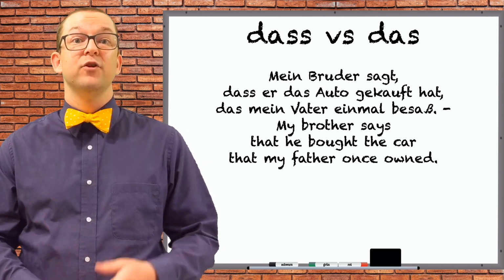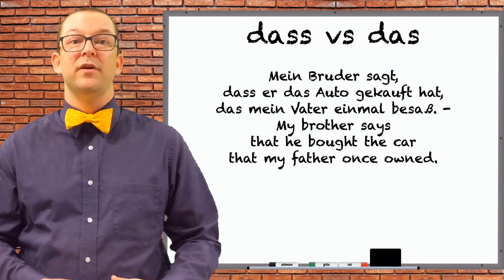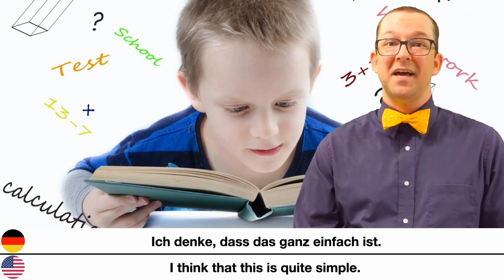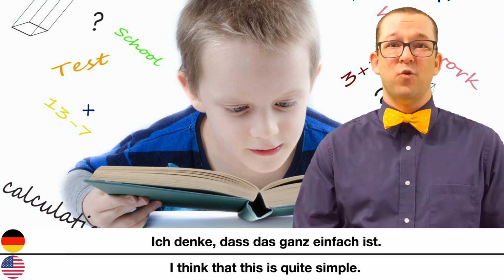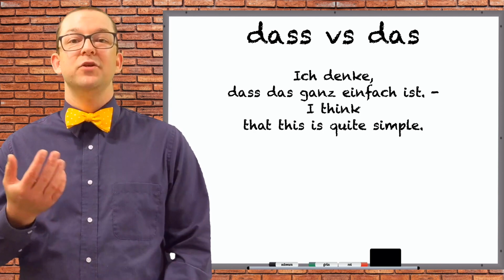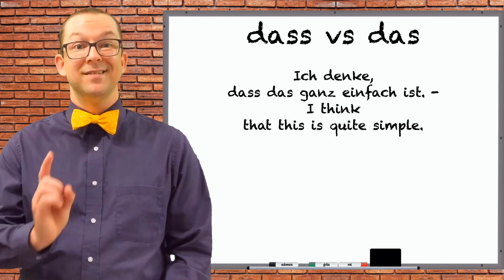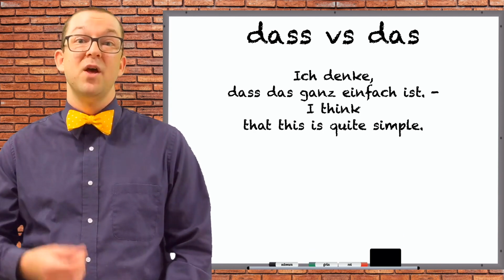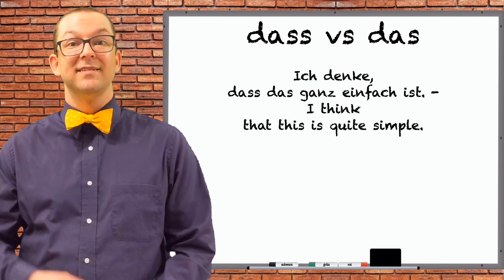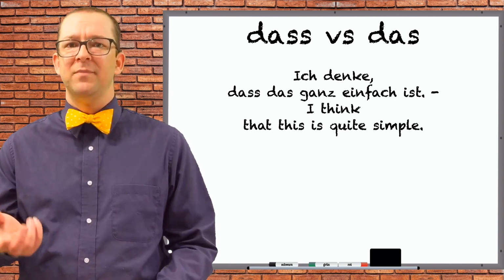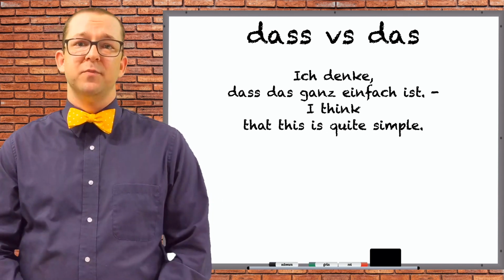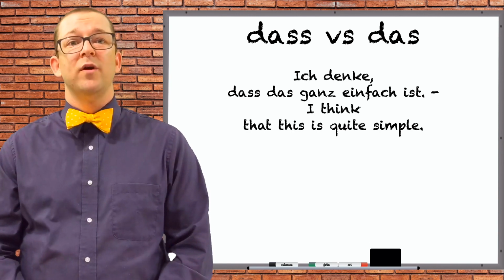The second one refers back to das Auto, which is why we use das with only one s for that one. Ich denke, dass das ganz einfach ist. I think that this is quite simple. The first dass adds more information to the first clause, so we use two s's. The second das does not refer to something specific this time, which is why we chose the neuter article to begin with, but it only has one s as it's referring to something, namely, whatever it is that is quite simple.